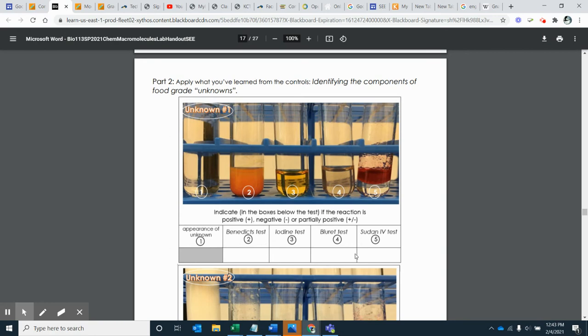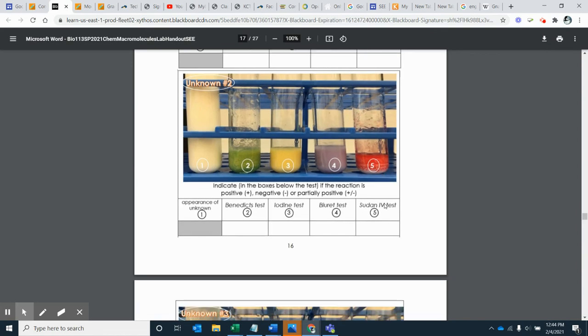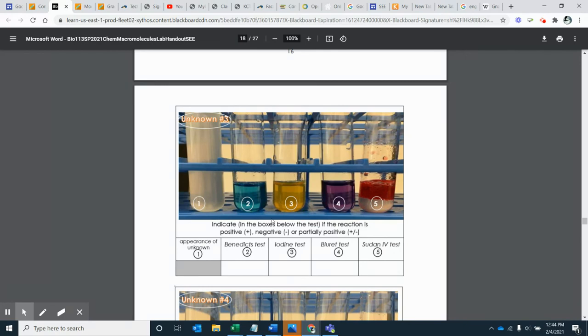And then we get to the unknowns. The unknowns, so you're just literally looking through here and putting positives and negatives on here, right? So for this unknown here, you've got a positive on the Benedict's, negative, negative, negative. For this one here, you've got a positive on the Benedict's, negative, positive. And this one looks like it's positive because it looks like it's sort of mixed in here. This one here is negative, negative, positive, negative because you've got 2 layers.